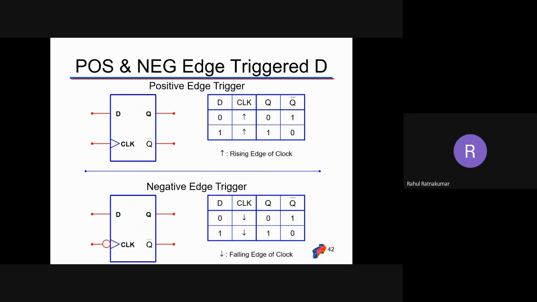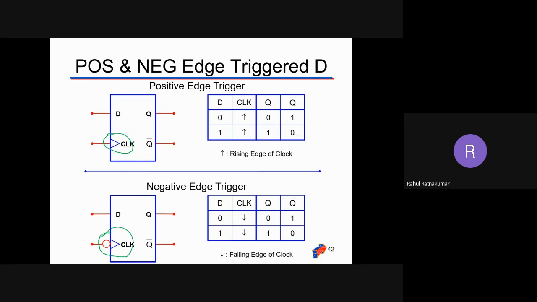Okay, so you can see the change in the clock, how we draw the clock. For the positive edge, we draw the clock like this, a triangle. But for the negative transition, we have a bubble, a negation. So this is an indication of positive and negative clocks or transitions, positive and negative edge triggers.